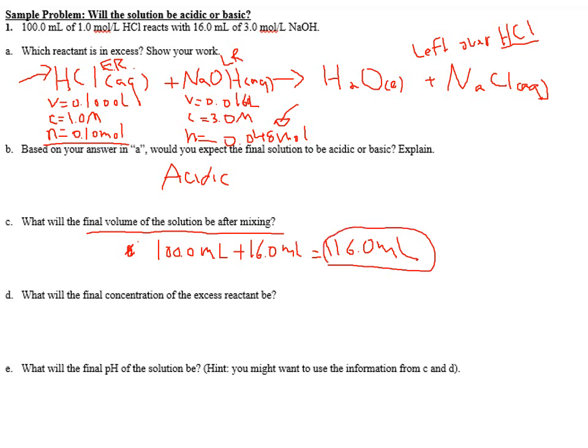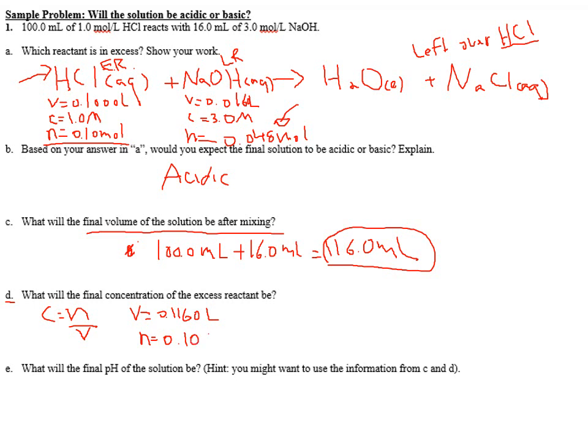Now, the reason I calculated this is because we're going next into our question, which is: what is the final concentration of the excess reactant? So to find that, we know C is equal to n over V. We have V now. We know V is 0.1160 liters. We need n. Don't go up here and say that n is 0.10. n is not 0.10. n is the leftovers we're looking for.